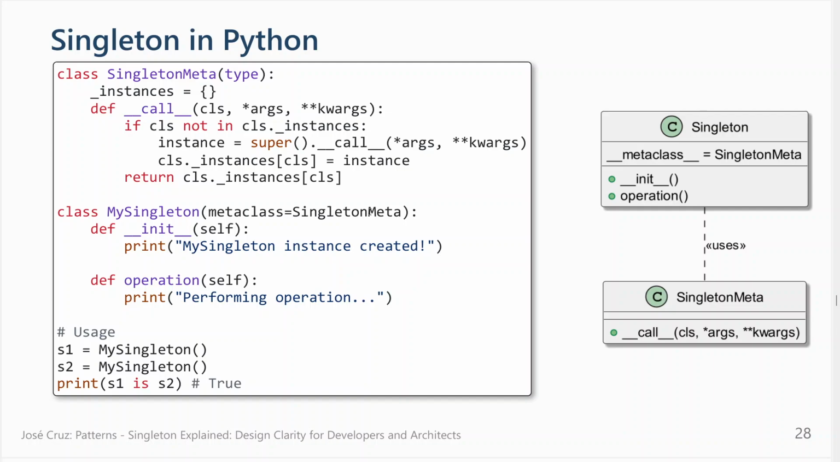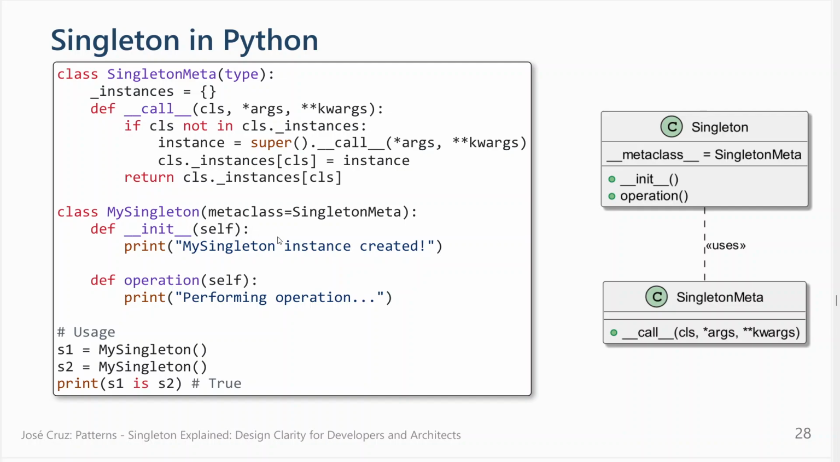equals SingletonMeta. And in Python, I will not go into much detail here, but you have 2 concepts. One that you probably know, which is inheritance, so you can put a class that inherits from another class, which is not the case here. And you have something that is called a metaclass.